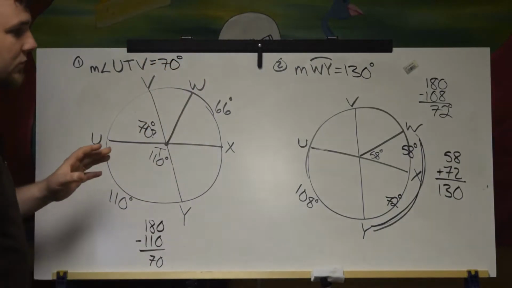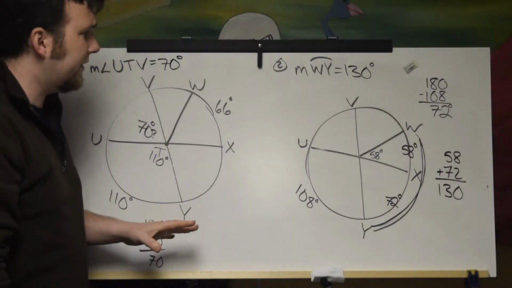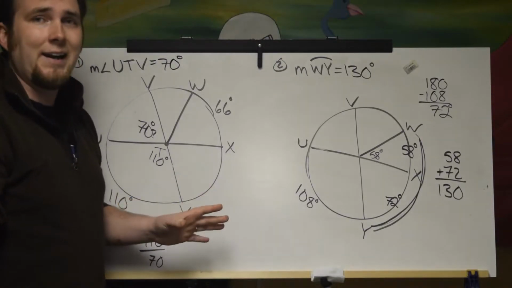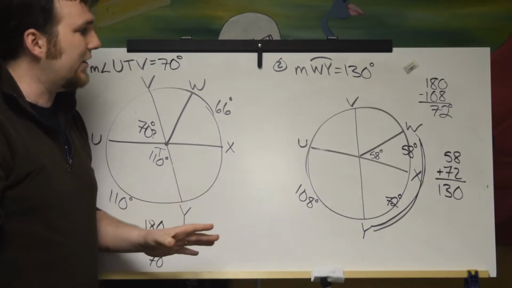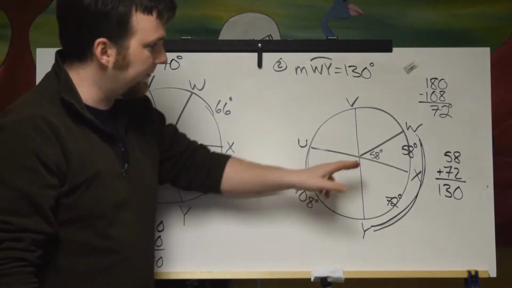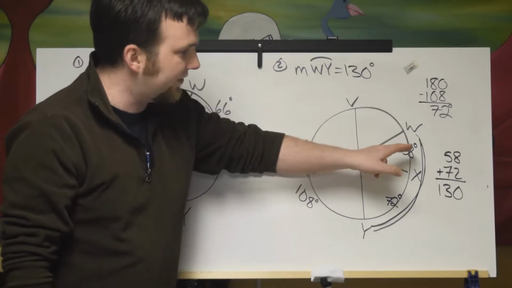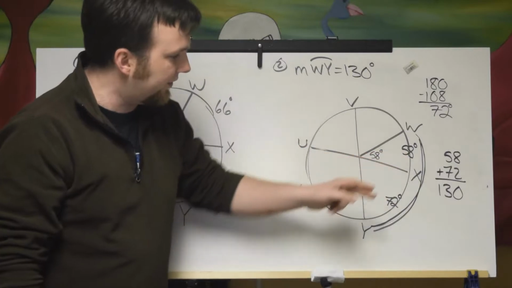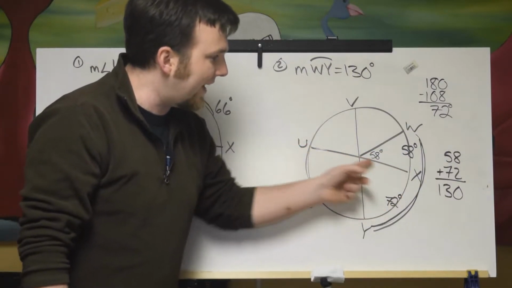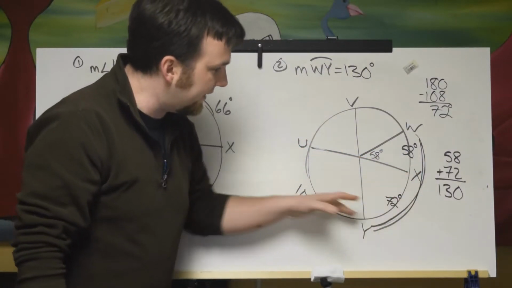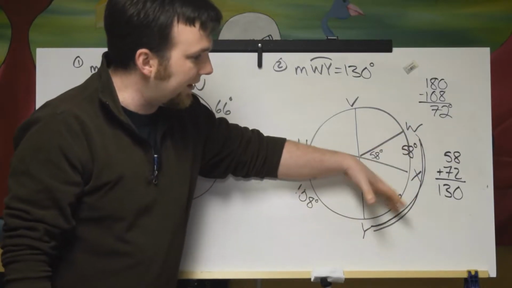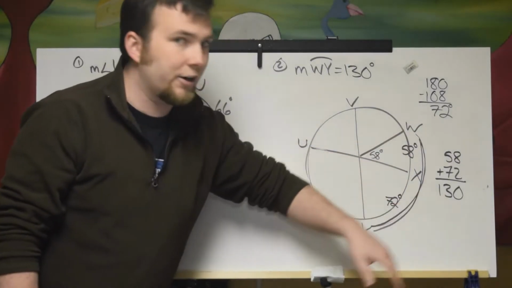Okay? There's a little bit of logic that comes into these pictures, but the main idea is that a central angle equals the arc. If that angle is 58 degrees, that arc is 58 degrees. And then remember, if you have a diameter, it's 180. But we ended up adding those two together to get our answer.